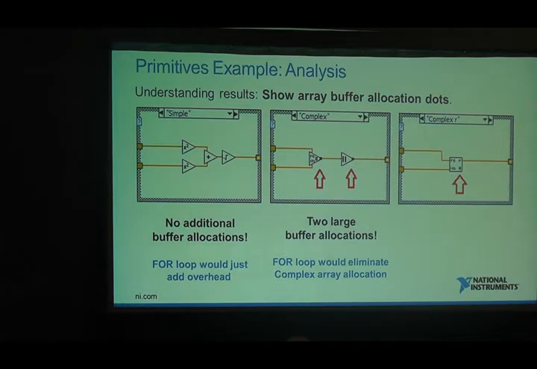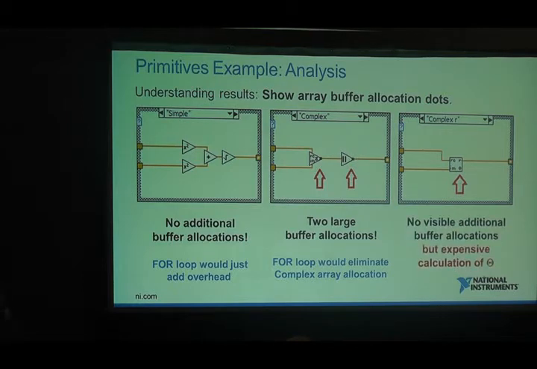But if you add a for loop, then there's only an allocation for a single complex element here. We no longer have the allocation of that huge intermediary array. This is my interpretation. I might be completely wrong. But the numbers sort of would indicate that.